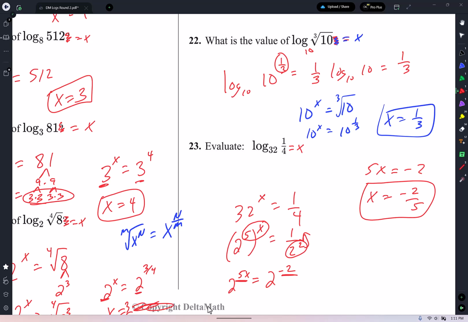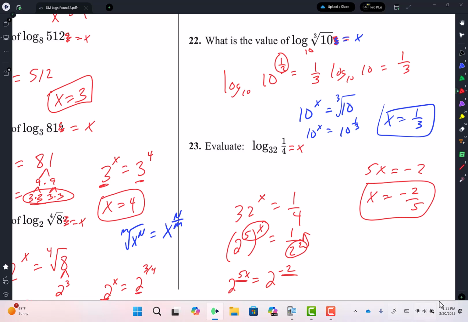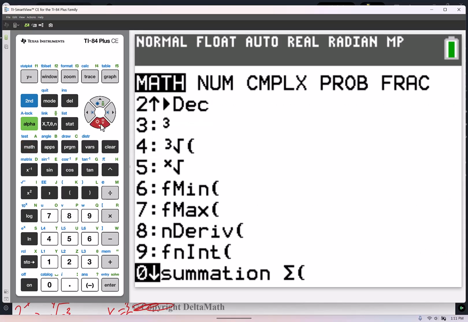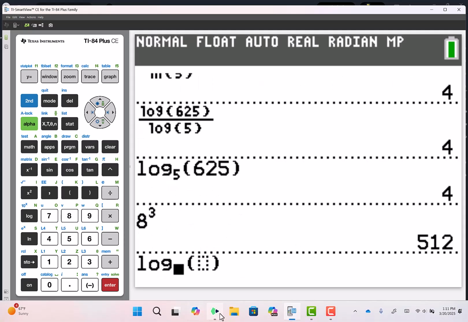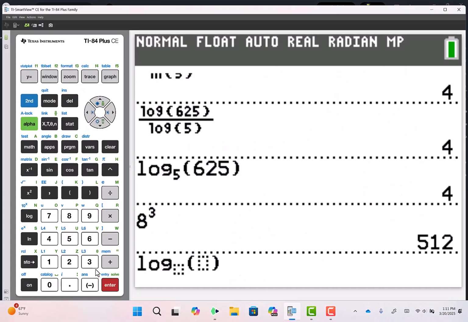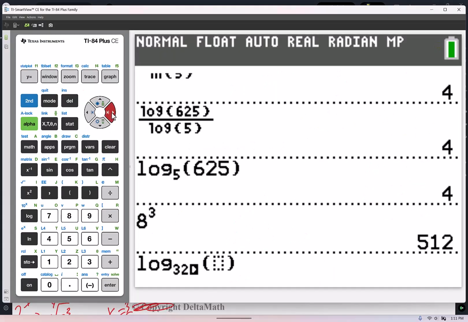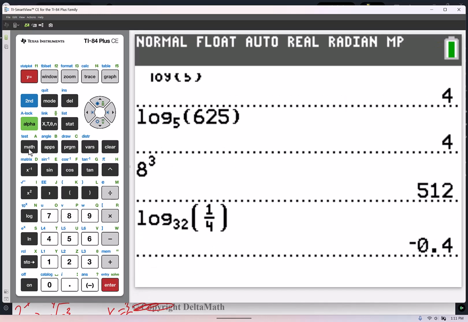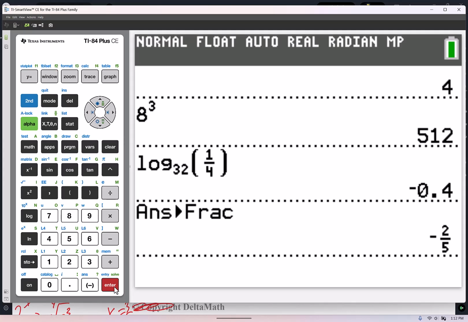I know, guys, you have calculators. Do these without a calculator. But look, I'll show you. Here's the calculator. See how that's called the base? You could just go math and then look for something called log base. It's down here. You can type it in verbatim, 32 and 1/4. You don't have to put the fraction, you can just type 1 divided by 4. And you'll get your answer. Turn it into a fraction. See? But don't do that, guys.